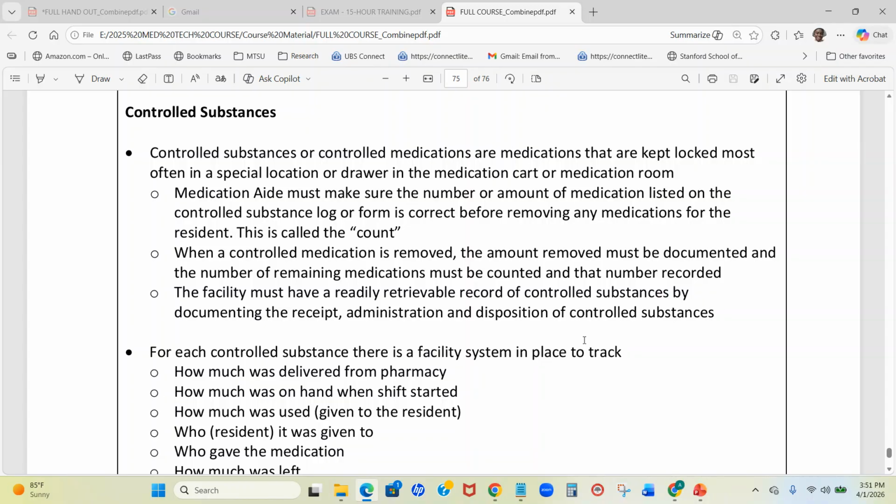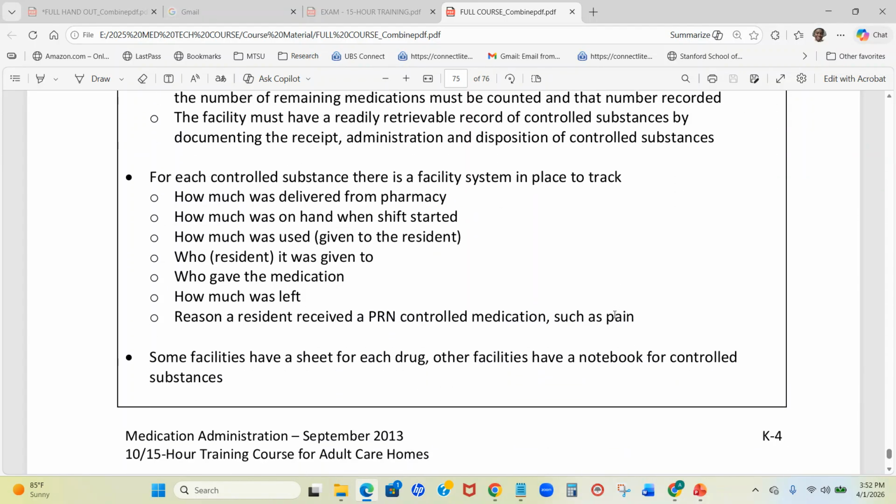When a controlled medication is removed, the amount removed must be documented and the number remaining must be counted and that number recorded. Whatever the balance was after the shift of that person should be recorded, and it must match the number of medicine. The facility must have a readily retrievable record of controlled substances by documenting the receipt, administration, and disposition of controlled substances. It's very important. Your license is at stake if controlled substances are missing something on your shift.